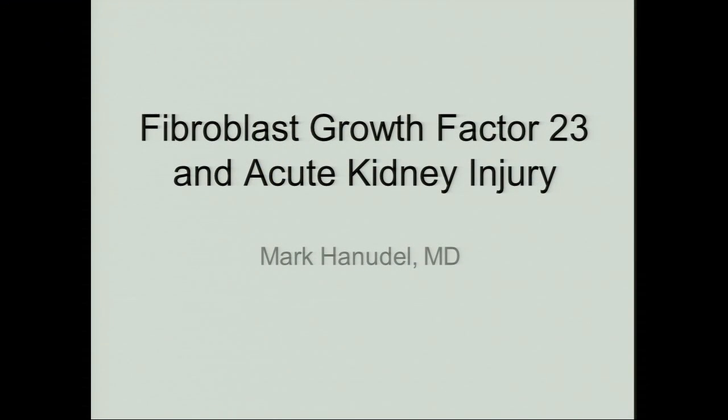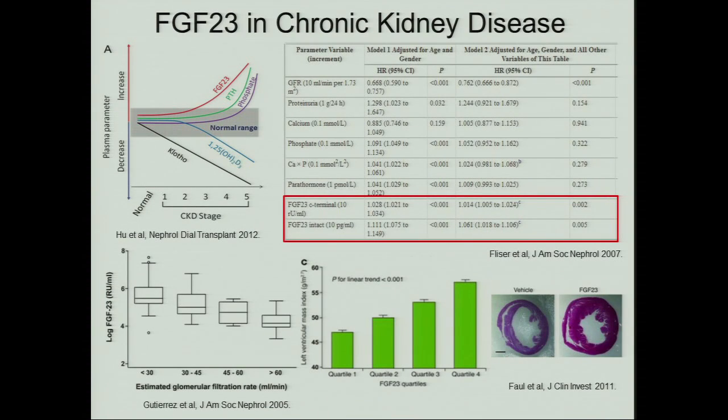I am Mark Canada. I'm one of the pediatric nephrology fellows, and I'll be discussing fibroblast growth factor 23 and acute kidney injury. First, a little bit of background about fibroblast growth factor 23. It's a hormone that is secreted by osteocytes that induces phosphaturia and reduces levels of active vitamin D, physiologically functioning as a phosphate and active vitamin D counter-regulatory hormone.